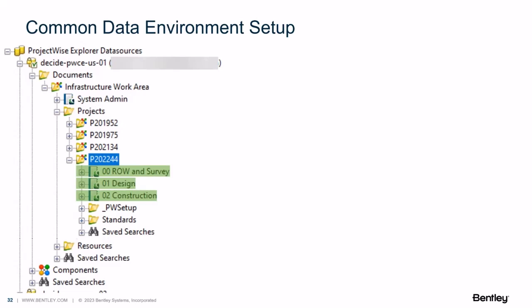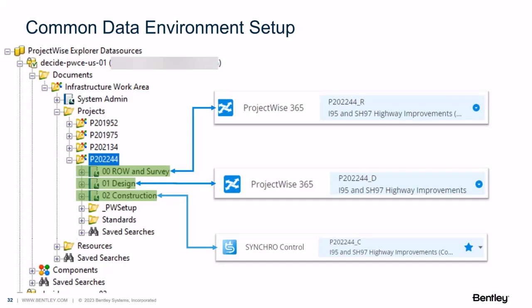So in ProjectWise, what we did in the data source, we had one main work area that houses three sub-work areas that represent each major task group. And these task groups are then related to the corresponding ProjectWise 365 or construction projects. So we had two ProjectWise 365 projects, and then one construction project in Synchro.